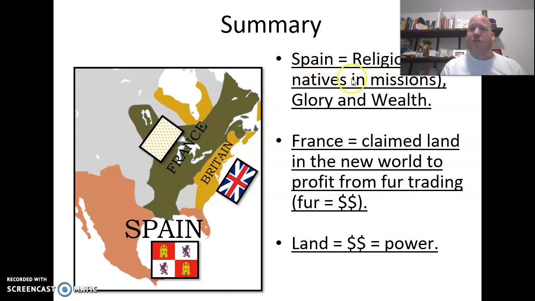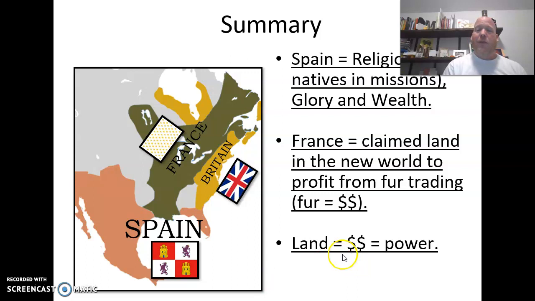Spain came for religious reasons, to convert the Native Americans using missions, and they came for glory, and they came for wealth. Now the French down here, they claimed land in the New World, and they were going to try to make their money off of fur trading. Okay, fur trading. They were hunting beavers and any type of fur-bearing animals with a thick furry coat. They would kill those animals and skin them and send their hides back to England, and people in England would pay a lot of money for these exotic furs from the New World, and that's how France wanted to make a lot of their money.